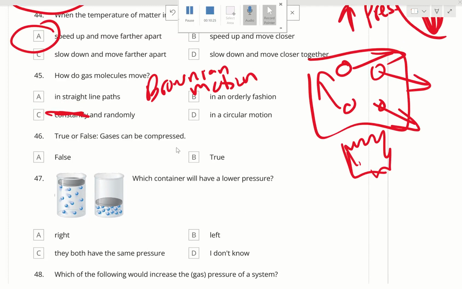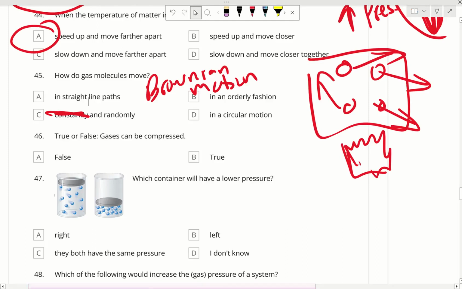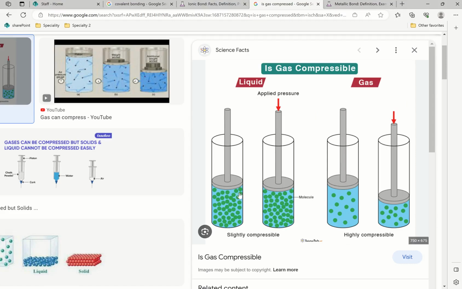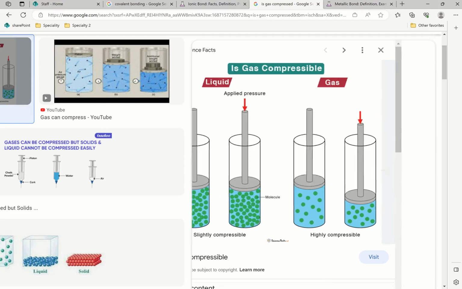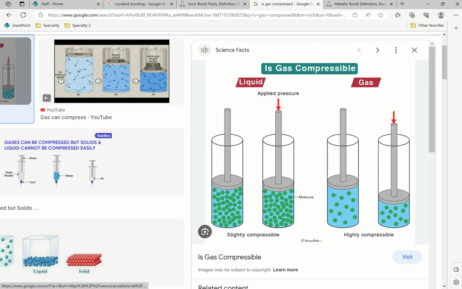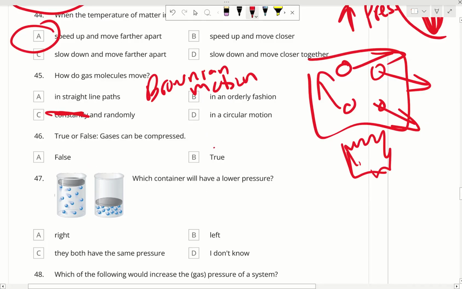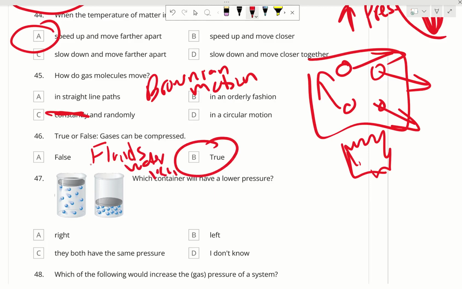Okay, so number 46. True or false, gases can be compressed. So can they be squeezed? If I look in this picture over here, they can, see? If I apply pressure here, the liquid, water, can compress a little bit, but the gases are easy to compress. So they can be compressed, so it's true. Gases and fluids or water or liquids, whatever you want to say.